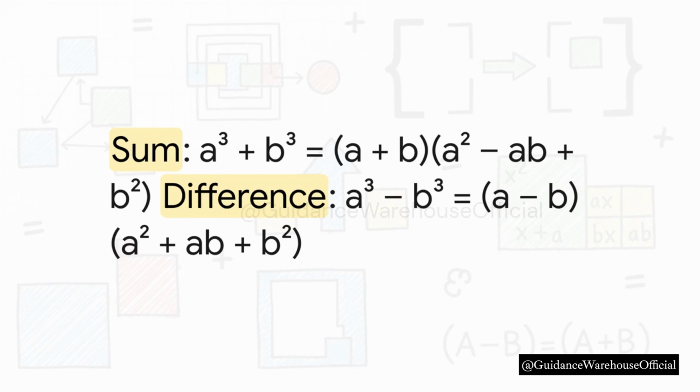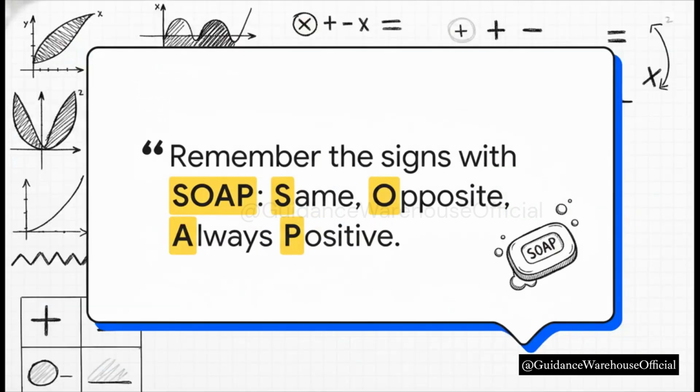Okay, the last patterns in our toolbox are the sum and difference of cubes. Now, these formulas look a little scary, I know, but they follow a very, very predictable pattern. It's always a small piece, a binomial, followed by a longer piece, a trinomial. The real trick is just getting the signs right. And luckily for us, there's a fantastic little trick for the signs.